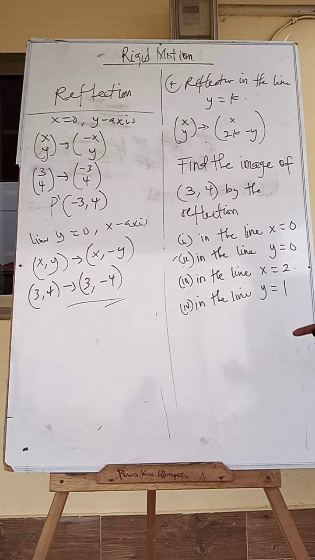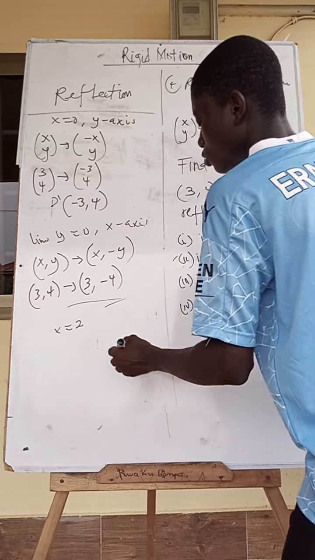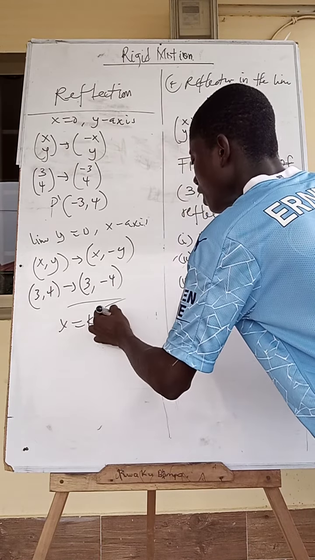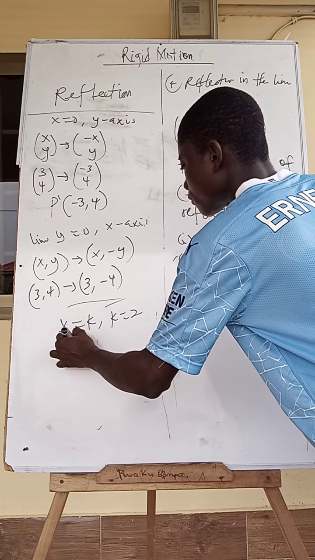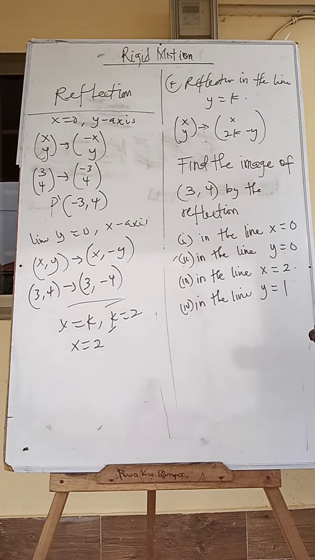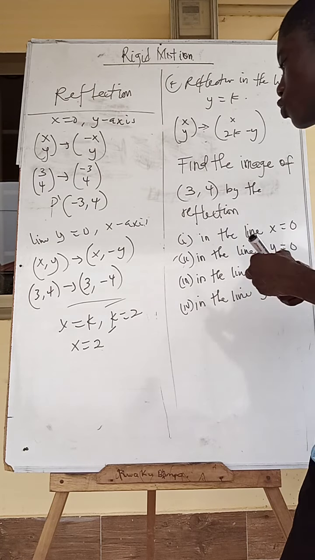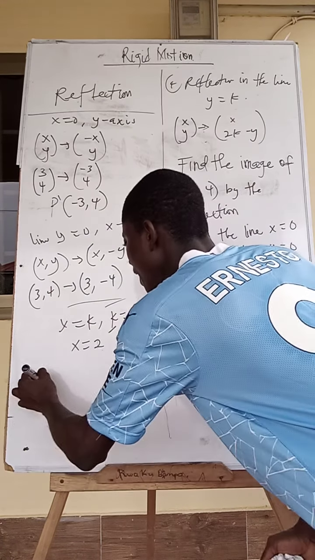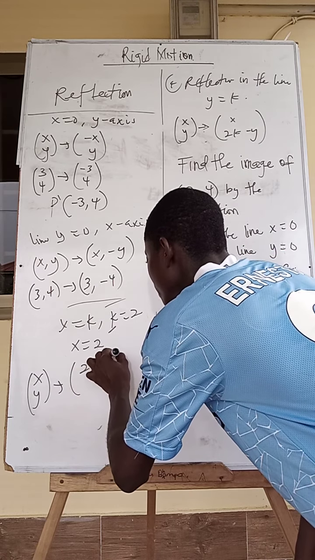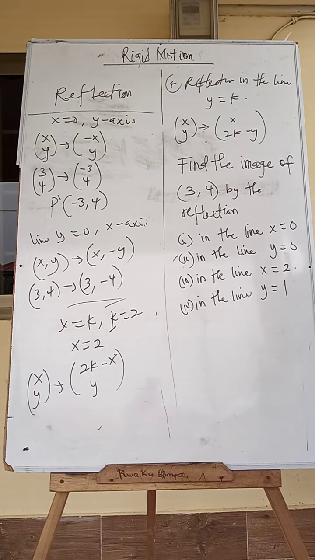Now let's take the next one, reflection in the line x equal 2. Don't forget, I told you reflection in the line x equal k. So here our k is now 2. We have our k, that is our constant, our scalar, and k has been 2. So you just have to write your formula (x, y) maps to (2k minus x, y). So let's continue it here.